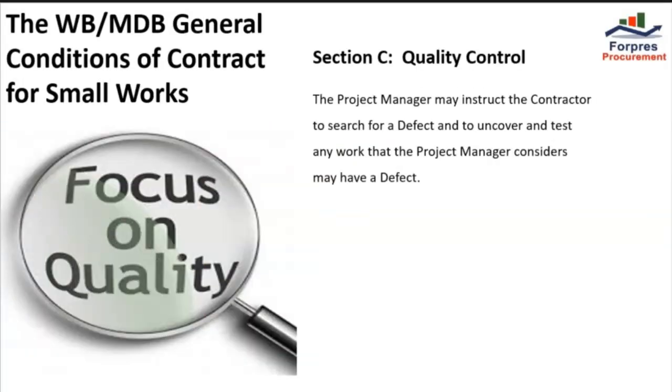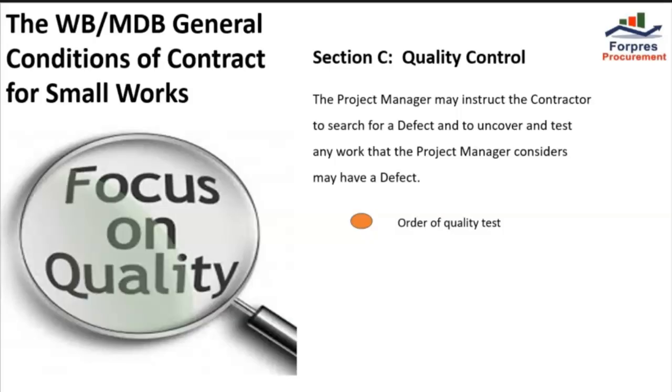Section C, Quality Control. The project manager shall check the contractor's work and notify the contractor of any defects that are found. The project manager may instruct the contractor to search for a defect and to uncover and test any work that the project manager considers may have a defect.